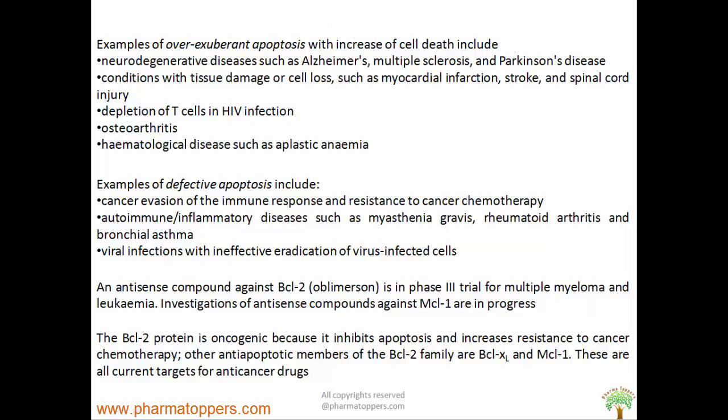So the BCL2 protein is oncogenic because it inhibits apoptosis and increases resistance to cancer chemotherapy. Other anti-apoptotic members of the BCL2 family are BCL-XL and MCL-1, and they are all current targets for anti-cancer drugs. So remember this point, friends. An antisense compound against BCL2, that is oblimersen, is in phase 3 clinical trials for multiple myeloma and leukemia. Investigations of antisense compounds against MCL-1 are in progress.